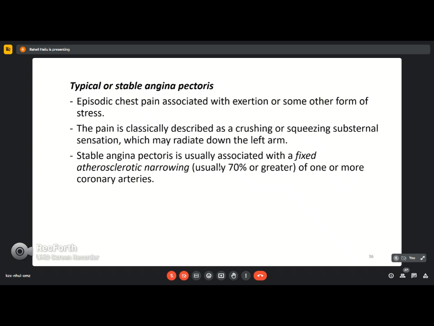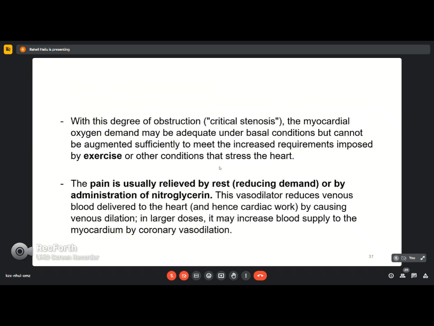So any sort of narrowing usually responds to this vasodilator. So whether it responds or not is what distinguishes them. The typical one, as we discussed earlier, doesn't last long, and it's also highly responsive to anti-pains, and it is associated with a fixed atherosclerotic narrowing, that is a stable plaque.